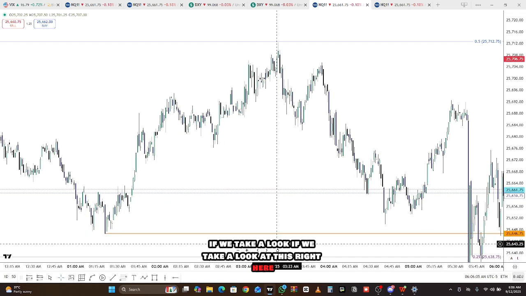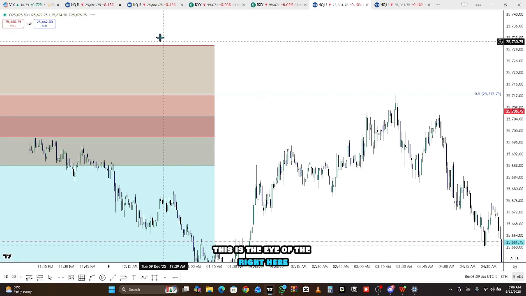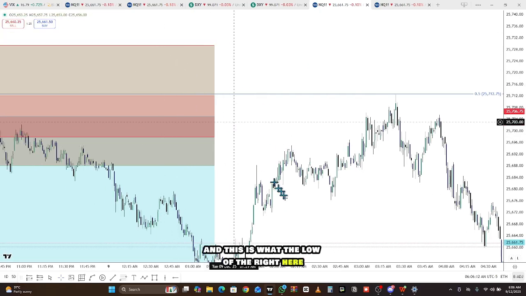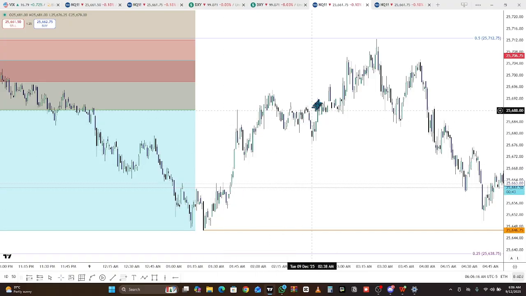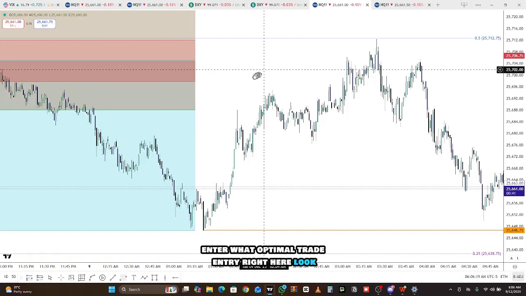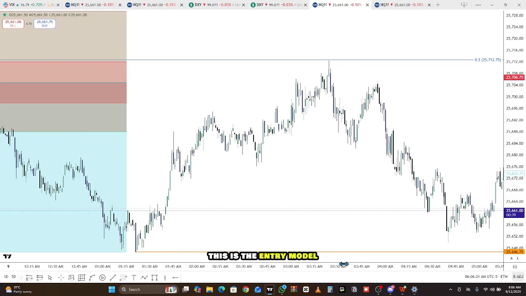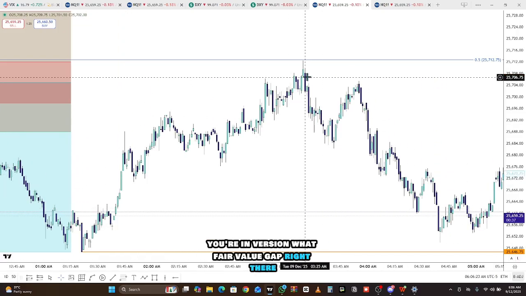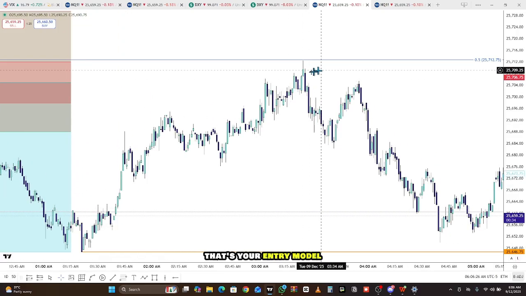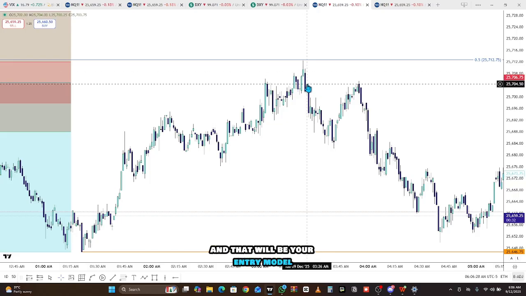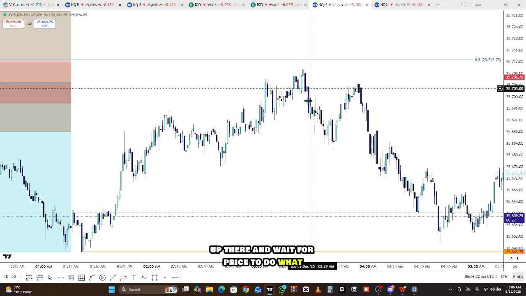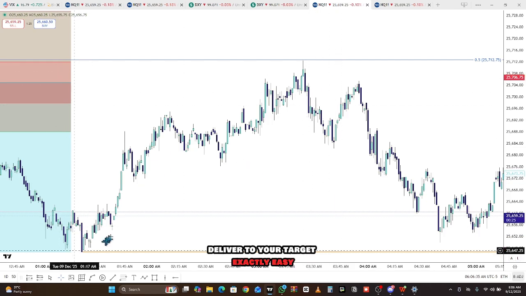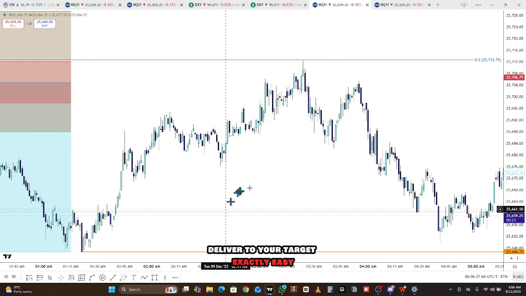If we take a look at this right here, this is the high of day, and this is the low of day right here, and we enter optimal trade entry right here. Look, this is the entry model. You're in inversion fair value gap right there. That's your entry model, and that will be your entry model. And you just need to put your stop all the way up there, and wait for price to deliver to your target. Exactly, easy.